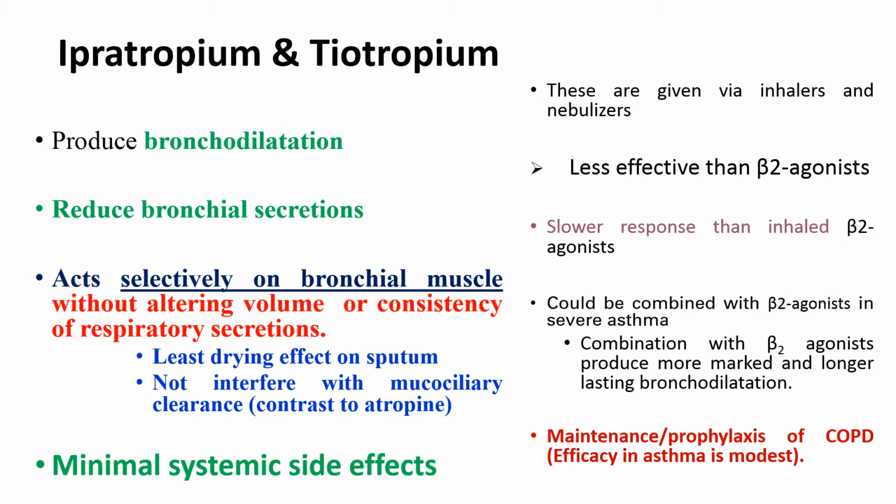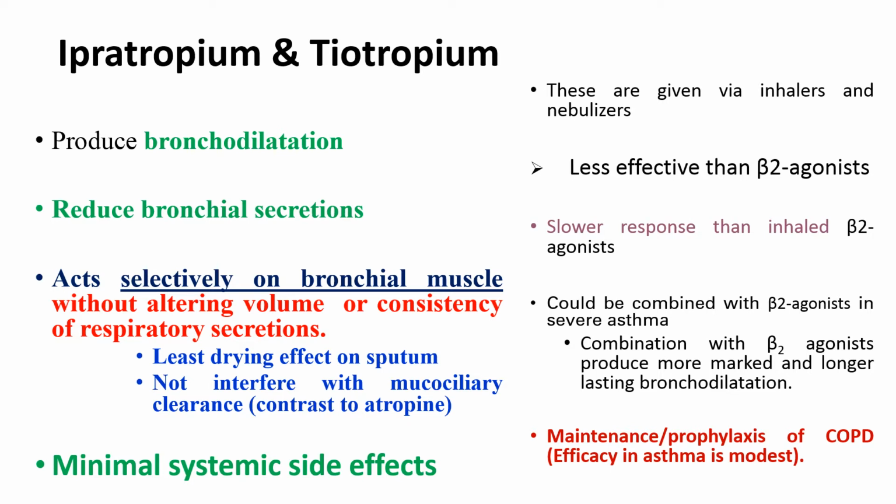So we have seen the good aspects of these synthetic anticholinergic agents: they produce bronchodilation, they selectively act on the bronchial muscle, they selectively reduce the bronchial secretion without altering the volume or consistency of the respiratory secretion. They do not affect the mucociliary clearance, and because they are quaternary compounds, they have minimal systemic side effects. So they have advantages compared to atropine.